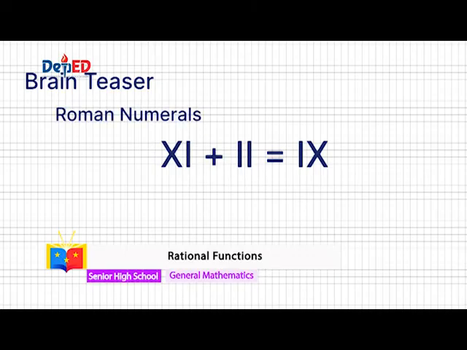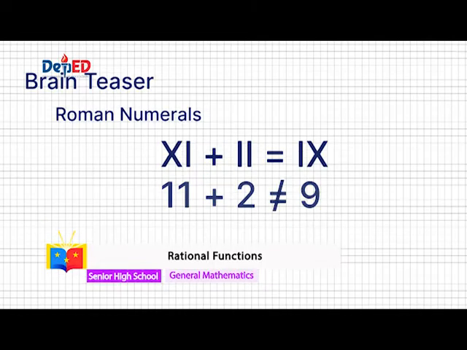The expression you have, XI, which is 11, plus II, which is 2, is equal to IX, which is 9. And we know that 11 plus 2 is not equal to 9. Now, I want you to think of a way to make this right. You have 10 seconds.